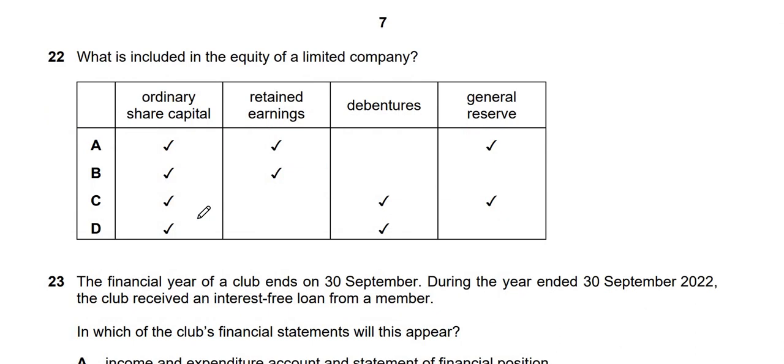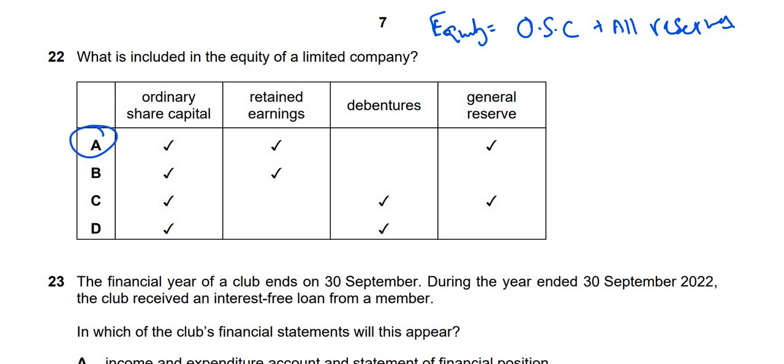Question number 20. Which one are we on now? Question number 22. Okay, perfect. So look, in question number 22, it says, what is included in the equity of a limited company? So in this question, basically, you need to understand the definition of equity. Equity basically refers to ordinary share capital plus all reserves. All right, ordinary share capital plus all reserves. So in this question, equity will be ordinary share capital plus retained earnings plus general reserve. So your answer is going to be A.